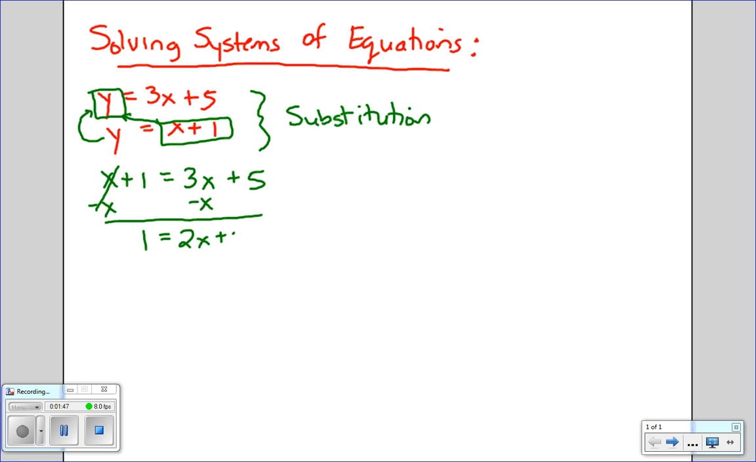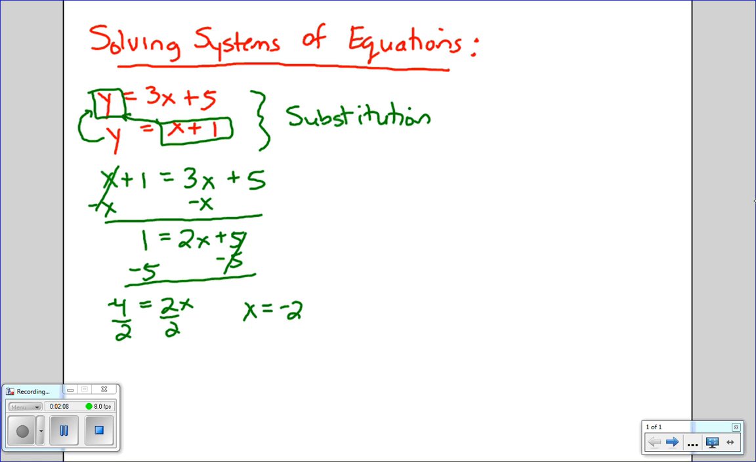2x equals, or 2x plus 5. Subtract 5 from both sides. 2x equals negative 4. And finally, divide by 2. And our solution for x is negative 2. Here's the problem though, we're not finished. We have to find x and y.